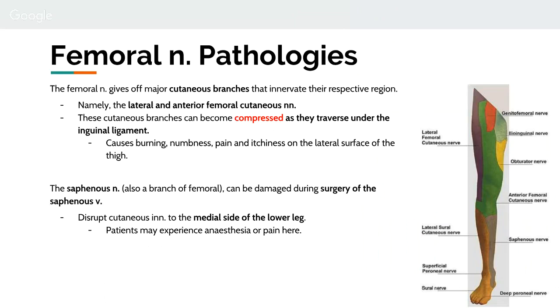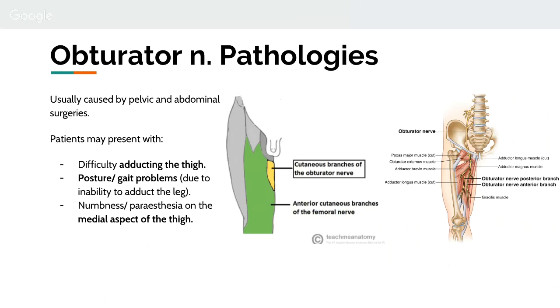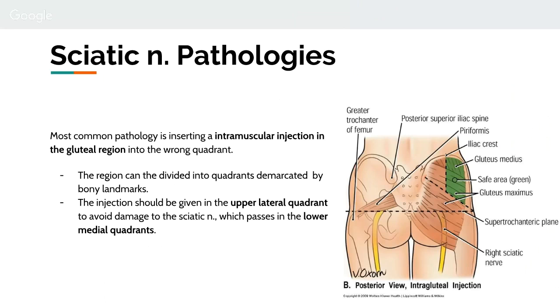And know that if there's a question to do with surgery of the saphenous vein, the saphenous nerve, which is in close proximity, can also be affected, and that can cause paresthesia to the medial side of the lower leg. Obturator nerve, we covered this. Basically, what it supplies, there'll be loss of sensation there, and you'll find it difficult to adduct the thigh.